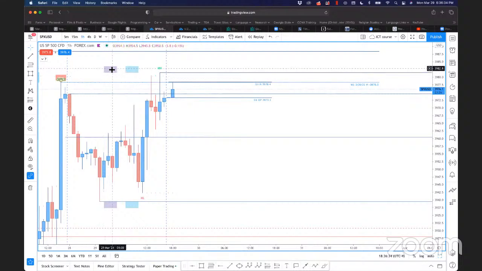So most of my trades, I'm going to look for them in here, in these areas right here. That's all.